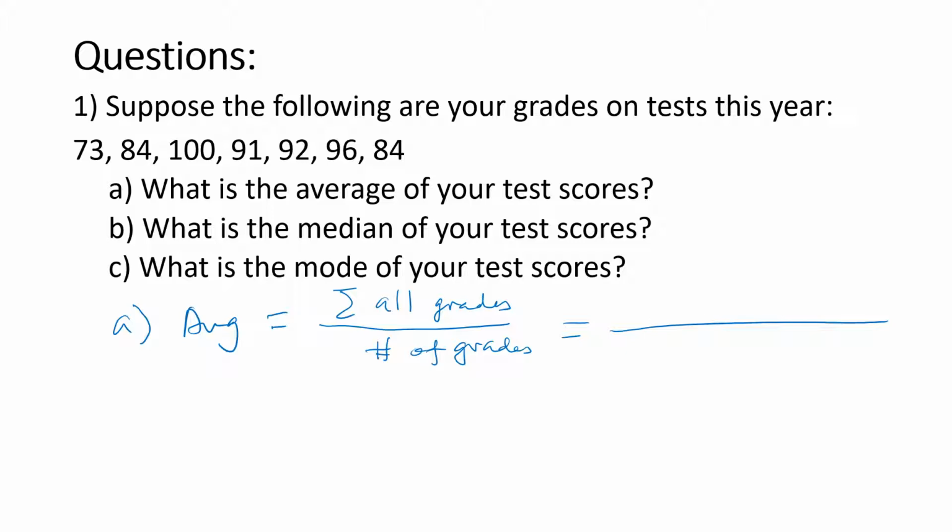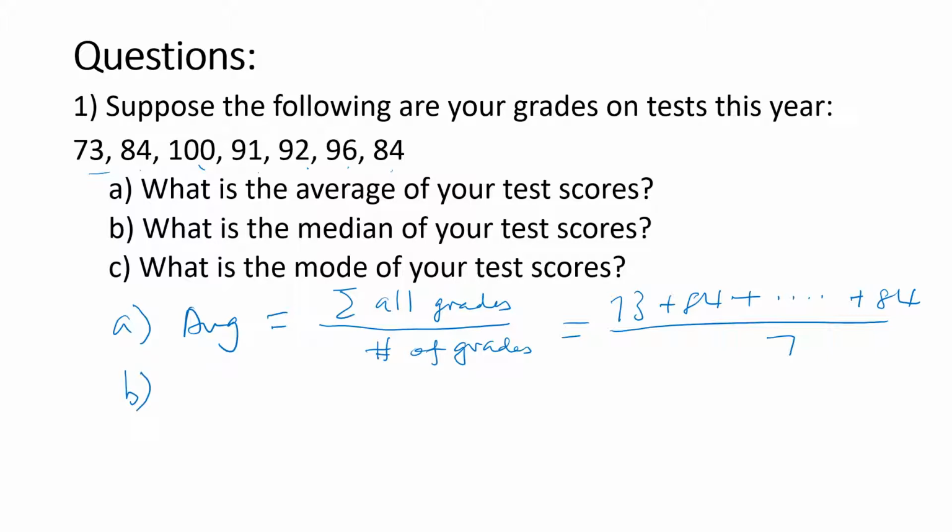So how do we sum them up? We have 73 plus 84 plus all the way till 84. How many numbers in total are we adding? 1, 2, 3, 4, 5, 6, 7. So divide by 7. So that's the definition for average.